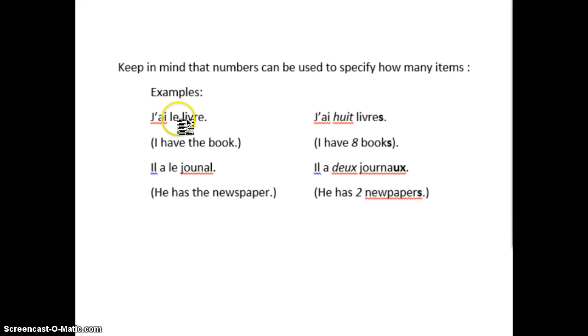So instead of j'ai le livre, I have the book, j'ai 8 livres, you'll actually have to add an S to books there. Instead of il a le journal, he has the newspaper, il a deux journaux would mean you have to change that ending to that AUX ending, just like we talked about a moment ago.